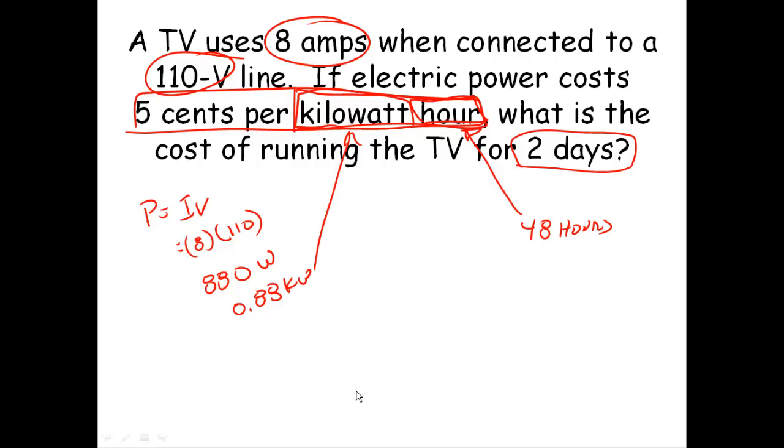So look at that. If you apply 0.88 times 48, you're going to get, I believe, 42.24 kilowatt hours. And if they charge 5 cents for every one of those kilowatt hours, and we have a little over 42 of them, we have to multiply that number by 5. So it's 211.2 cents, or in other words, $2.11 and 2 tenths.